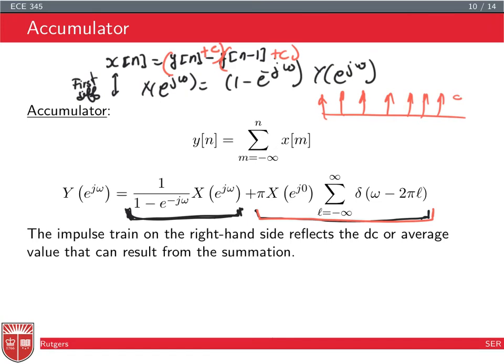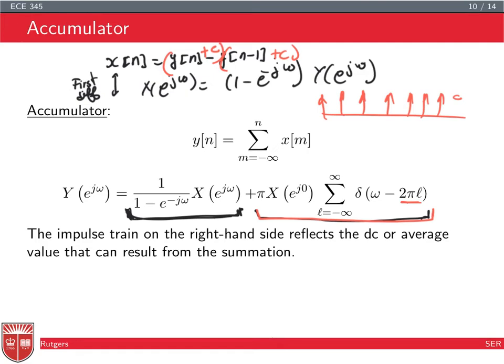And so an impulse train in the time domain of period capital N gives you an impulse train in the Fourier domain with period 2 pi by N, and here N is equal to 1, so this is why you get the period is 2 pi.